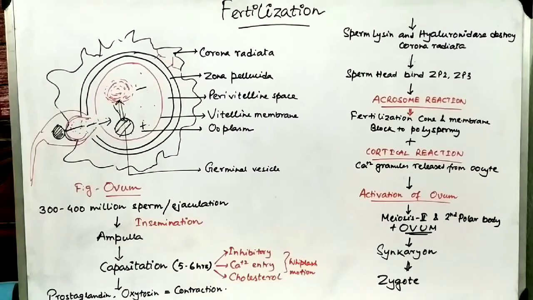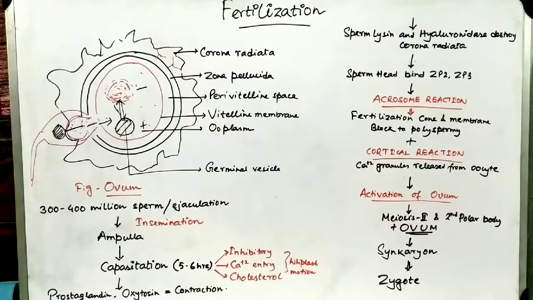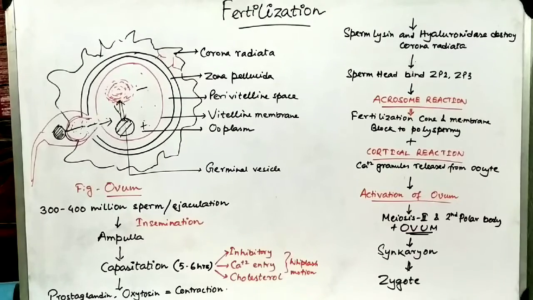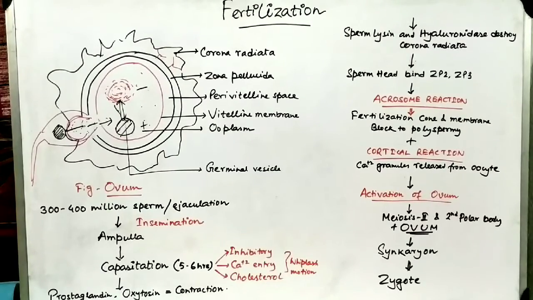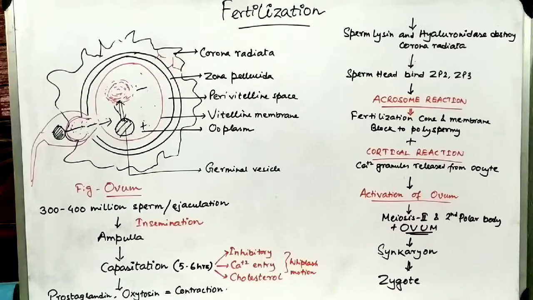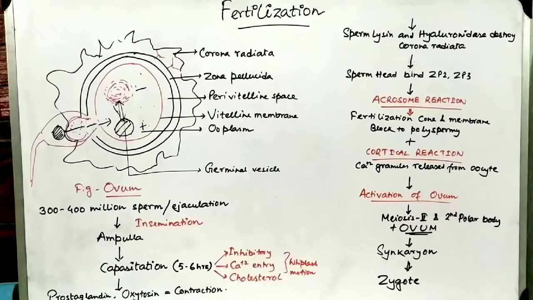And after the formation of the zygote, cleavage, morula, blastula, and different germ layers, these reactions will happen. We will talk about that later. So this is the whole procedure of fertilization. We can divide it into four phases. At first, the reaching of the sperm towards the ovum, then reactions of sperm and ovum, the acrosome reaction, the cortical reaction, and the activation of the ovum and formation of the synkaryon. These are the different steps or phases of fertilization.